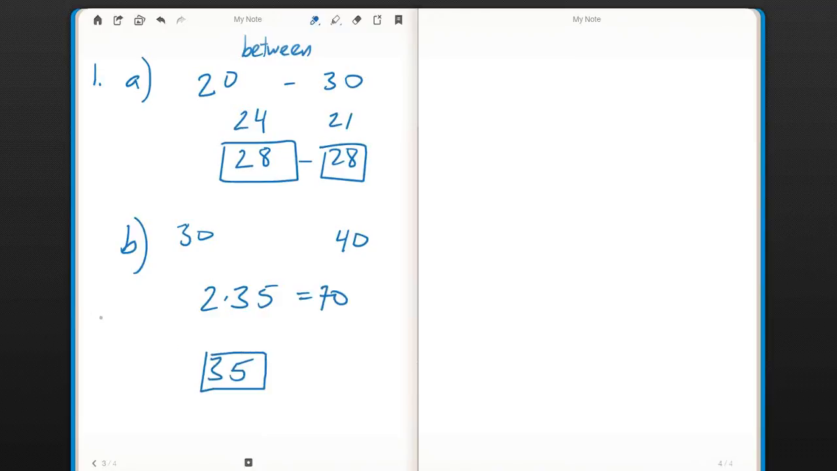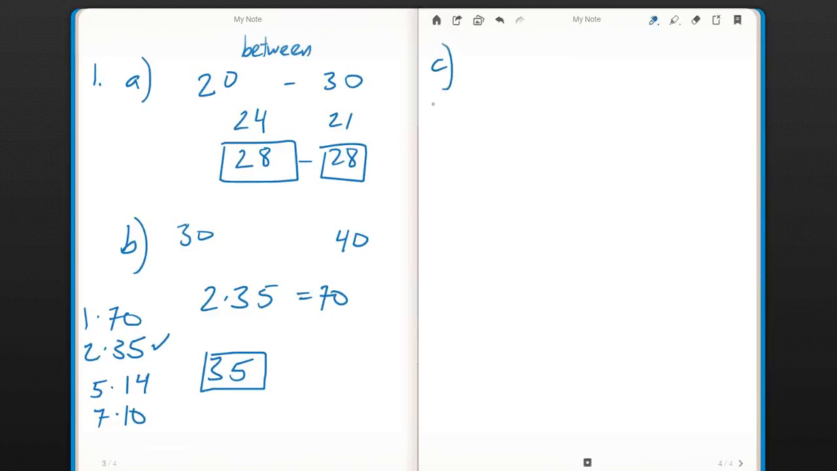You might need to do a factoring list. 1 times 70, 2 times 35, and of course there you found it. But you could continue and find the other factors of 70. And sure enough, 35 is the only one that meets the criteria of being between 30 and 40.